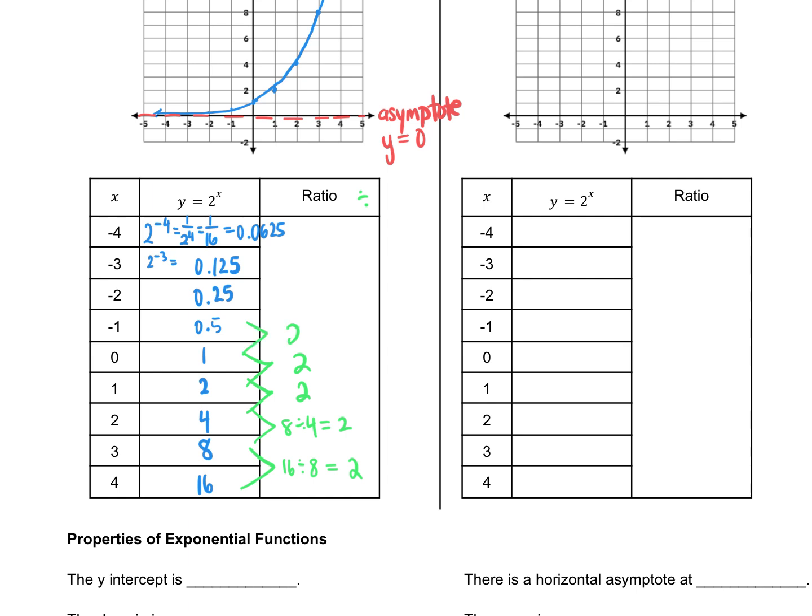1 divided by a half is 2. A half divided by 0.25 is 2 again. And I can keep doing this, bottom divided by top, and I get a 2 each time. And you'll notice that the 2 matches the base in that parent function. And this is a common feature for exponential functions. They will not have a common first difference or second difference, but they will have a common ratio.